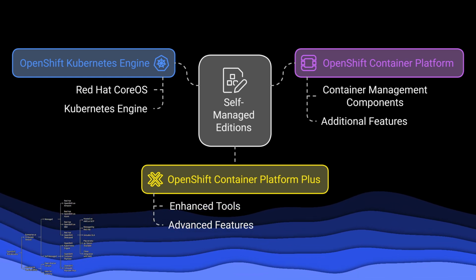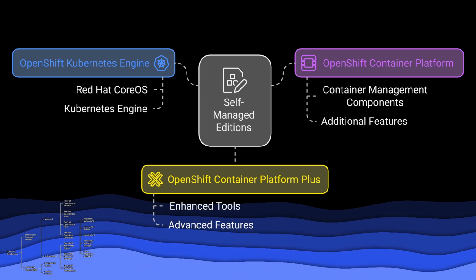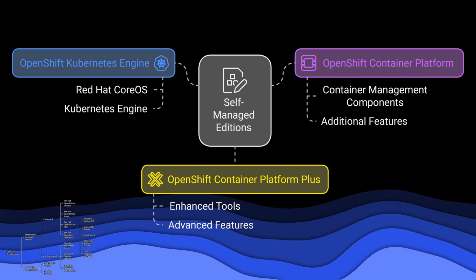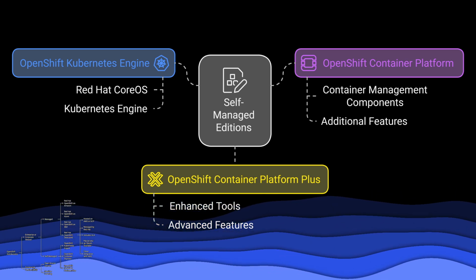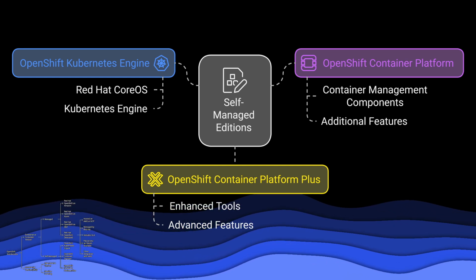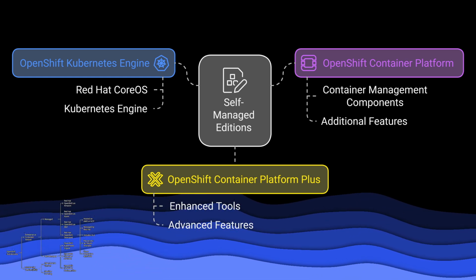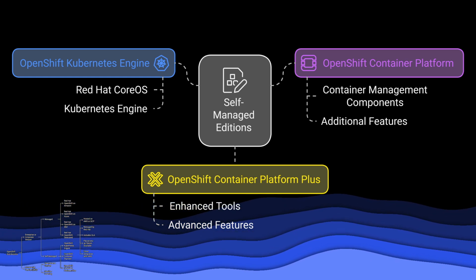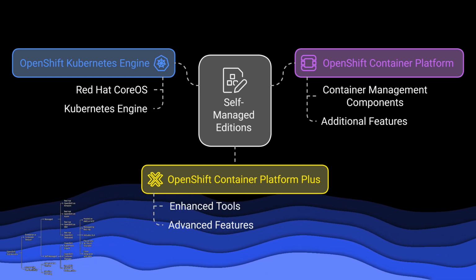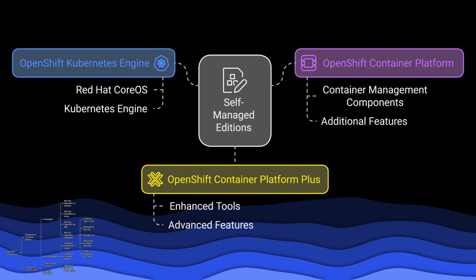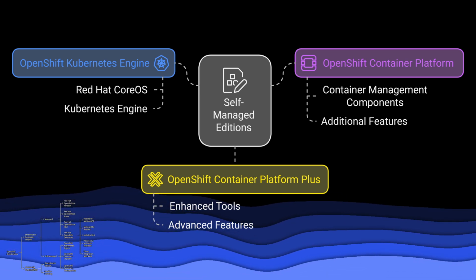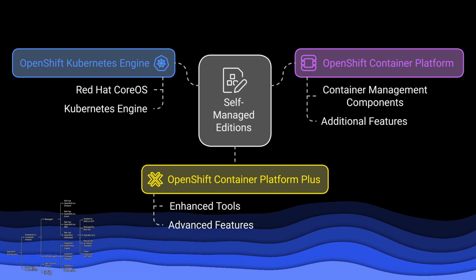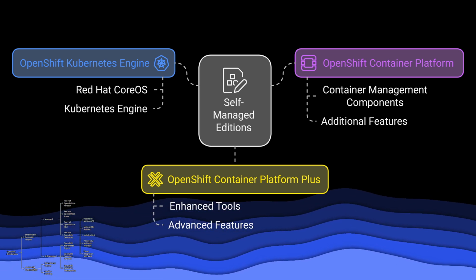Okay, so walk us through these different tiers then. What are the options for someone who's diving into self-managed OpenShift? At the most basic level, you have OpenShift Kubernetes Engine. This is like the bare bones option. It gives you the core OpenShift runtime, that's Red Hat CoreOS and the Kubernetes engine. It's a great starting point if you just want to get your hands dirty with the essentials. So it's like the foundation that you can then build upon and customize further. Exactly.